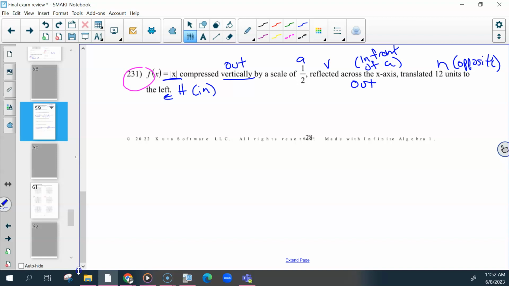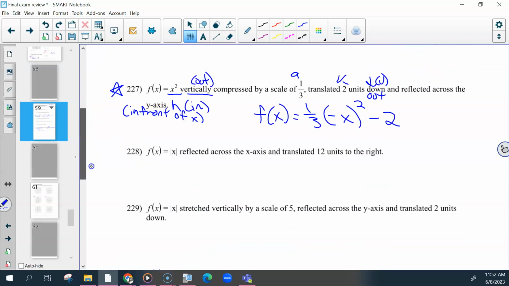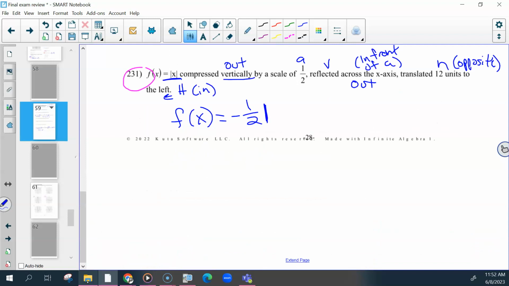So let's start to put all of that together. F of x or y equals. We have an A, but we also have something that goes in front of the A. The reflected would make it a negative. Plus the absolute value signs. We have an H. You're thinking because it's moving to the left, it would be a negative. But because our formula has a negative already, if I put a negative in there, it would become a positive. So this would be H plus 12. And we wouldn't have a K in this case.